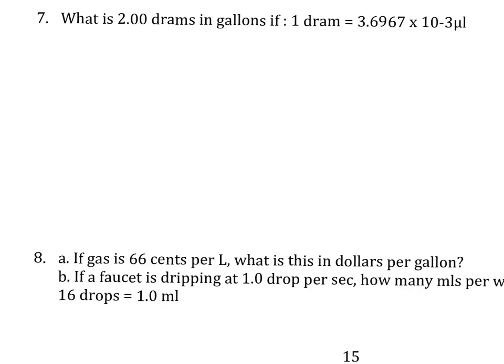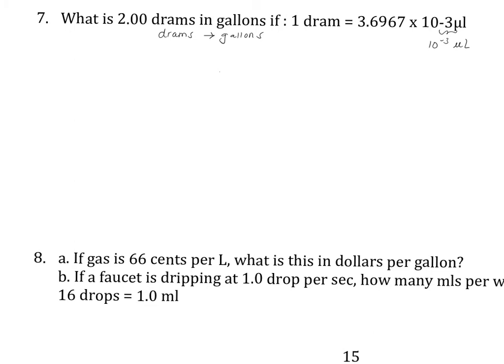In this next problem, we are going from drams to gallons. This right here should read 10 to the negative 3. Negative 3 should be an exponent. So we're given the conversion factor and going from microliters to drams.